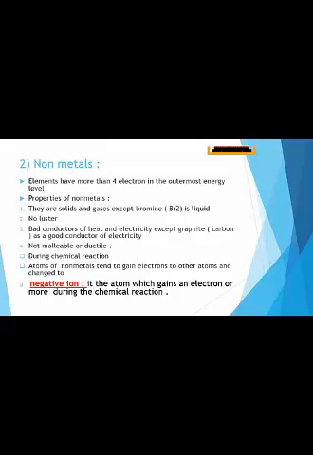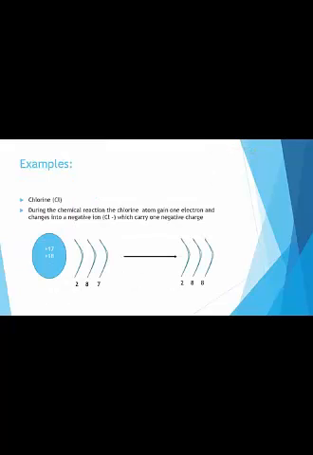So the definition of the negative ion: it is the atom which gains one electron or more than one electron during the chemical reaction. For example, chlorine, Cl. During the chemical reaction, the chlorine atom gains 1 electron and changes into a negative ion. So it will be represented as Cl minus.